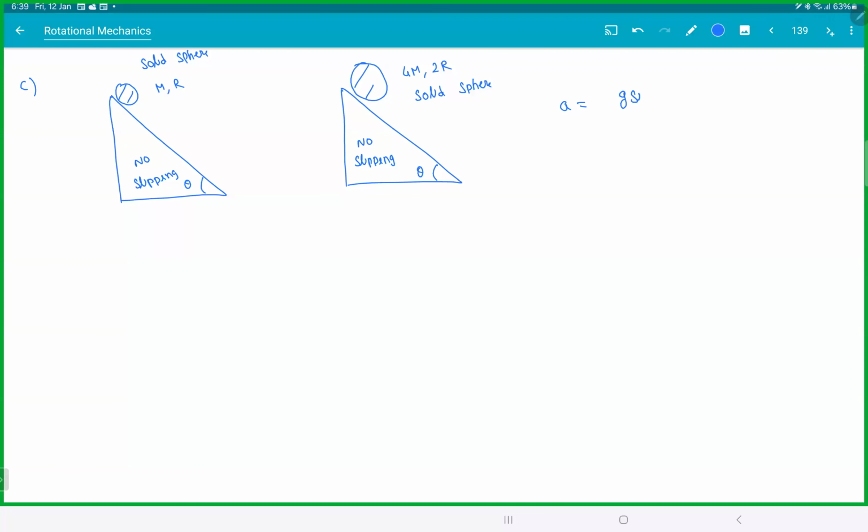Dekh, a is equal to g sin theta by (1 + I by mr square). I know I told you I is more, so this is there, but you're forgetting something. What is the value of I for a solid sphere? It is g sin theta by (1 + 2/5 mr square by mr square). Mr square cancels off. As long as the shape is the same, the acceleration is the same, it doesn't matter. M and R are also cancelling there. What you're interested in is I by mr square.